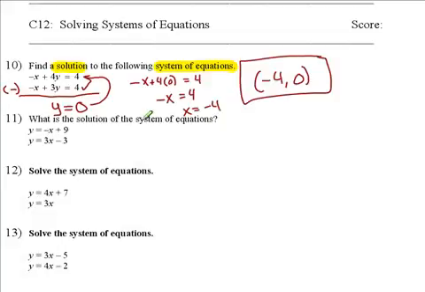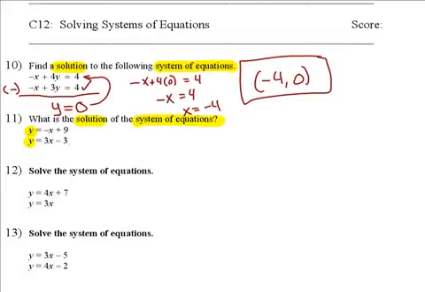Number 11, we're still finding a solution, find a point that works in both equations. Notice how y equals negative x plus 9 and y equals 3x minus 3? If y equals both of these things, the negative x plus 9 and the 3x minus 3, what has to be true about negative x plus 9 and 3x minus 3? If they both equal y, then what else is true?